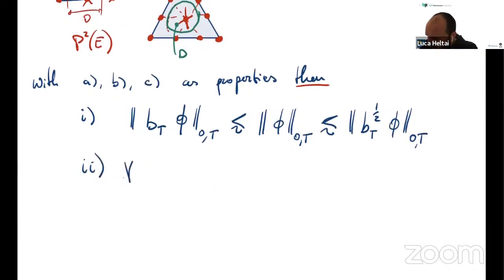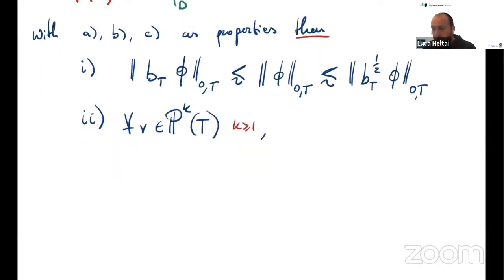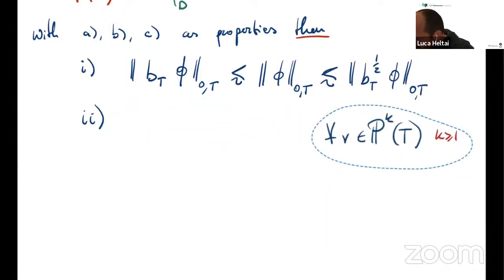And it says that for any V, which is a polynomial of order K on T, and K here is greater or equal than 1, if I remember correctly. So for any polynomial with the order greater than 1, there is an inverse inequality that can be written directly. And let me write the inverse inequality first. And the inverse inequality is the following.